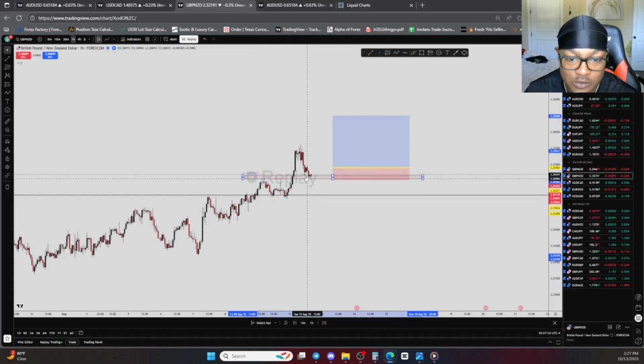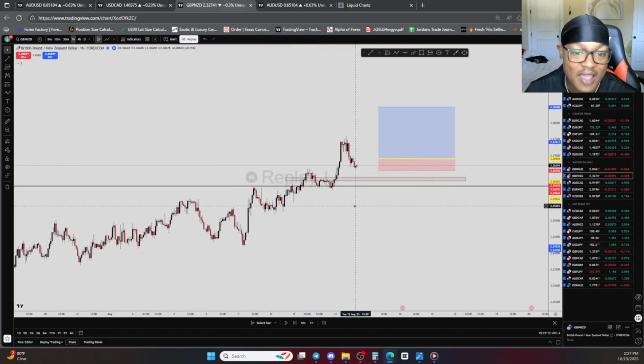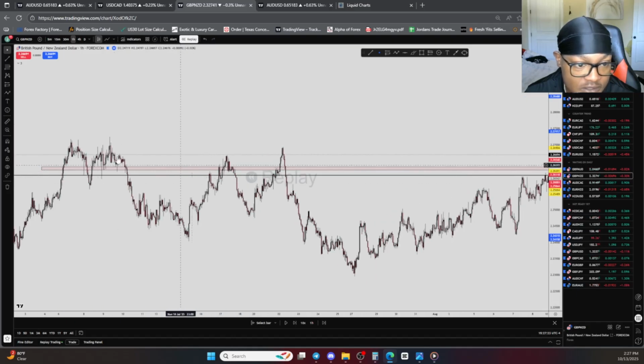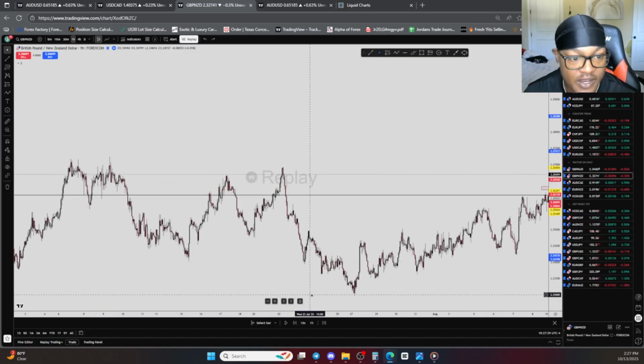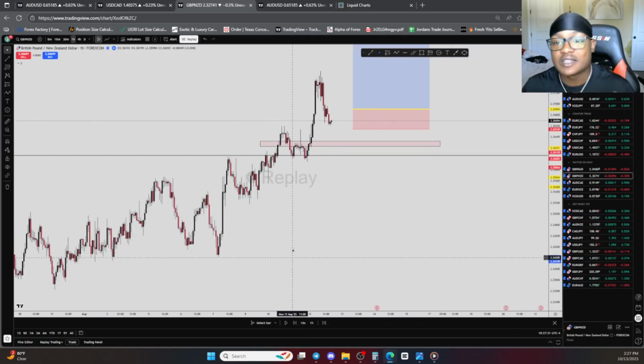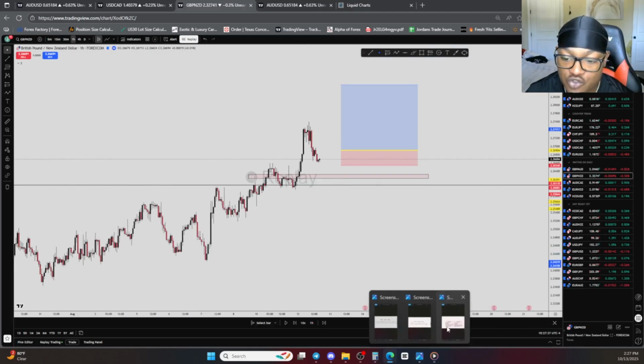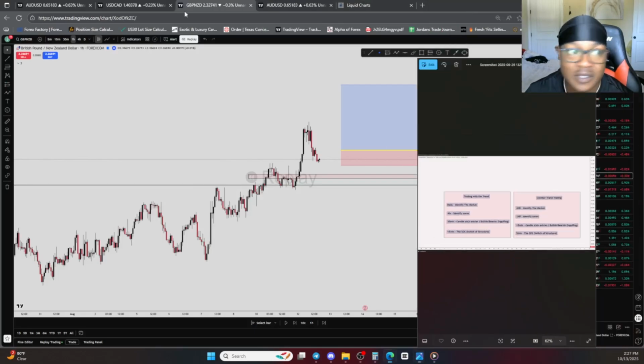I grab that box tool, we put it there, and we drag it out towards the left. Let's count the rejections. We have 1, 2, 3, 4, 5, 6, 7, 8, 9, 10, 11, 12, 13 rejections towards this area of interest, solidifying it as a well-respected zone. So now we just wait for what? The switch of structure on the 5 minute time frame.